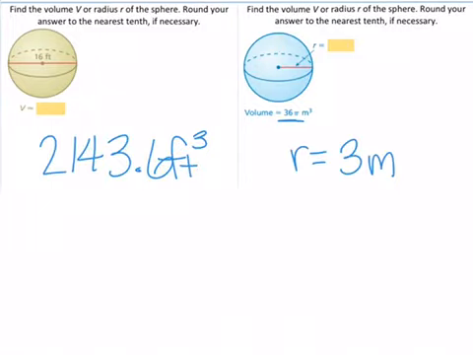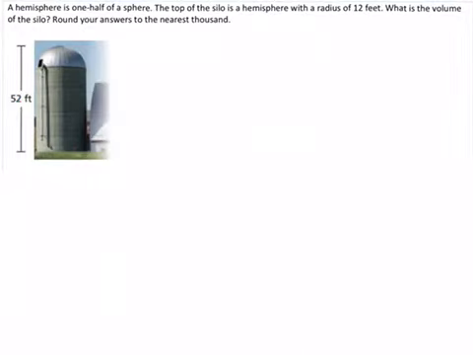So after doing all of the mathematics, you should have gotten 2,143 and 6/10 cubic feet for the volume of that first sphere, and then your radius should have been 3 meters for that second sphere. Our word problems this time involve composite figures. That means there are two figures that come together. We've worked with this with area, now we're going to do volume.